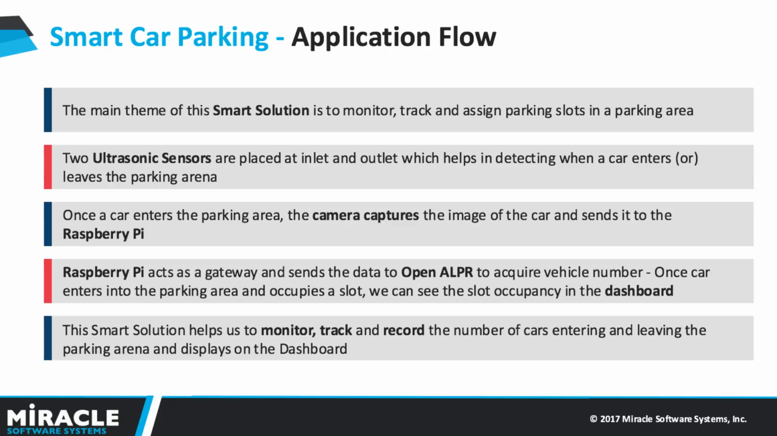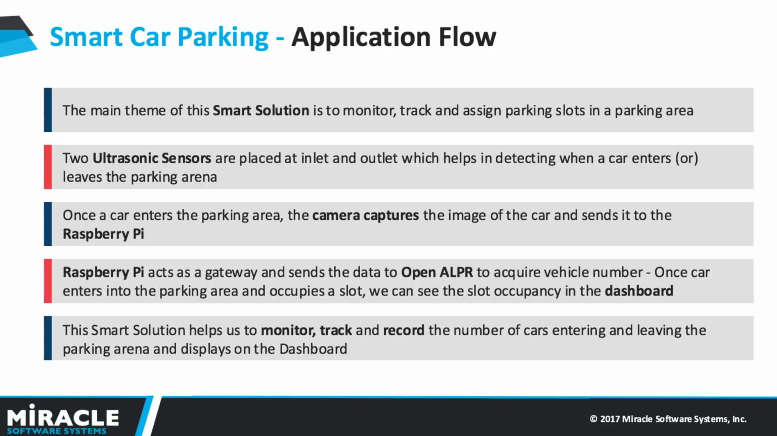So for that reason, we have two ultrasonic sensors which we have placed in and out of the parking arena, where basically it just identifies an object and then takes an image of that particular car. So whenever the object is near an ultrasonic sensor, it captures an image and sends it back to the OpenALPR. So we have the OpenALPR API exposed over here. Whenever the image is captured from the Raspberry Pi, it immediately sends the data to the OpenALPR API.